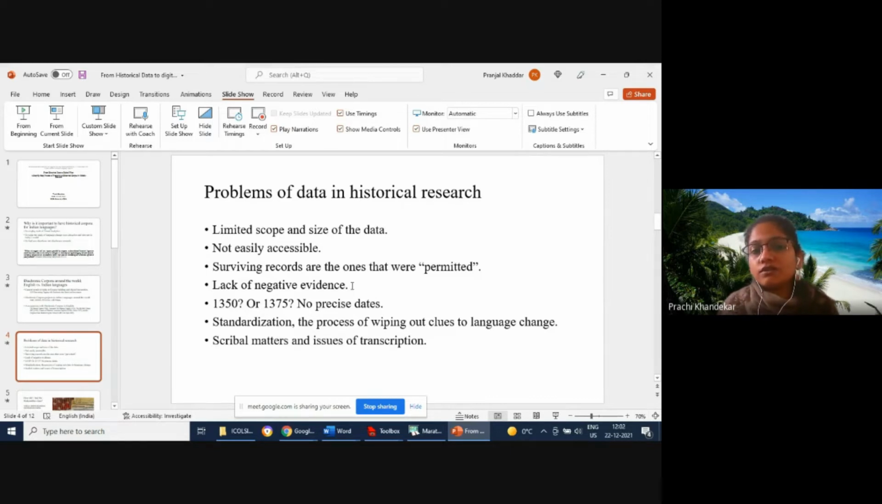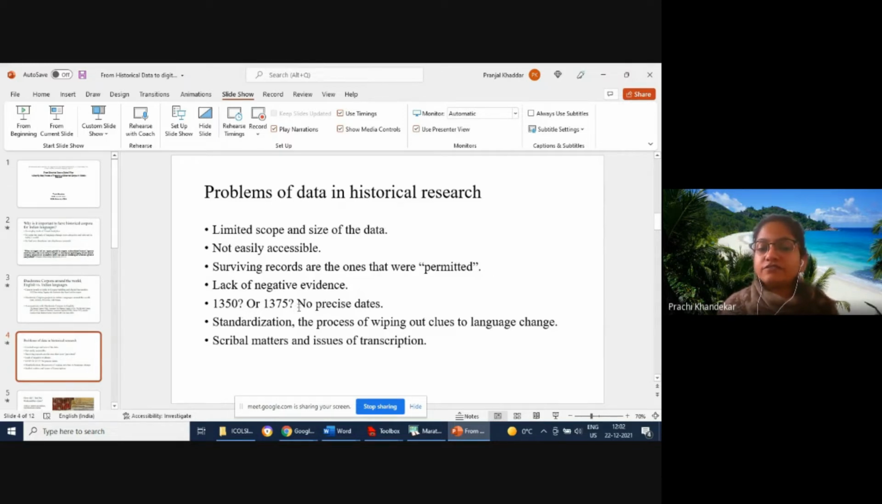And also, there's no negative evidence. Negative evidence is very important in linguistic research, because you have to pass grammaticality judgments. That is to say, just because a construction does not exist in your historical corpus does not mean that it was ungrammatical in those times. Usually negative evidence is collected from speakers, which is not possible because there are no historical speakers alive of that stage.